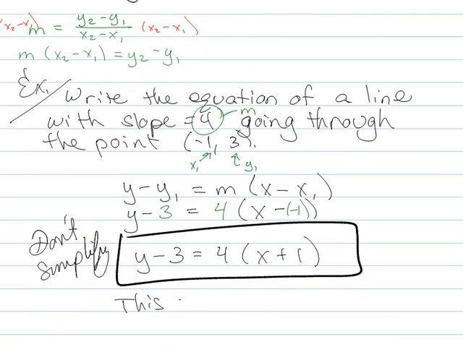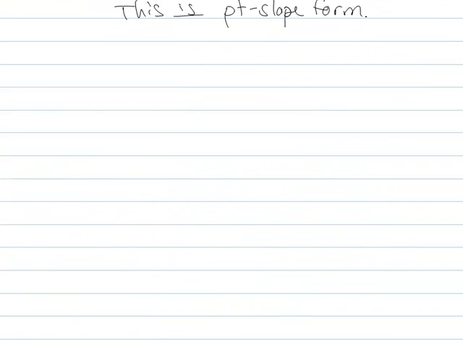This is point-slope form. So when you're doing this on your homework, definitely don't simplify it. Don't distribute your 4. Don't move the 3 to the other side. Don't solve for y. You want to set it up in exactly this format, in point-slope form. Okay? They can mess with these problems a little bit just to give you something interesting to do.